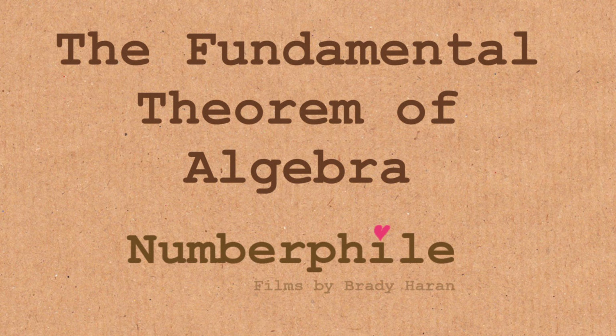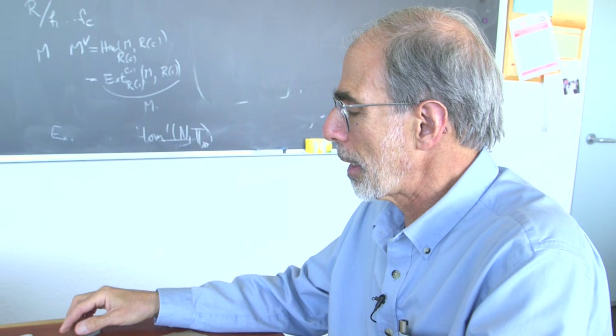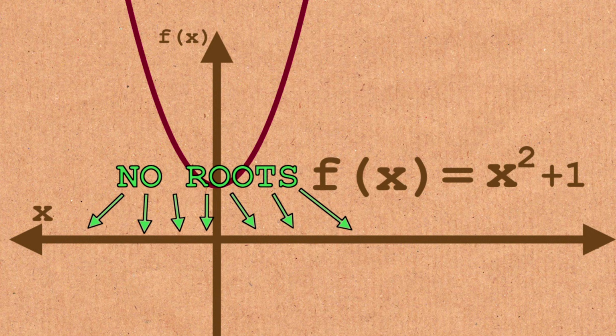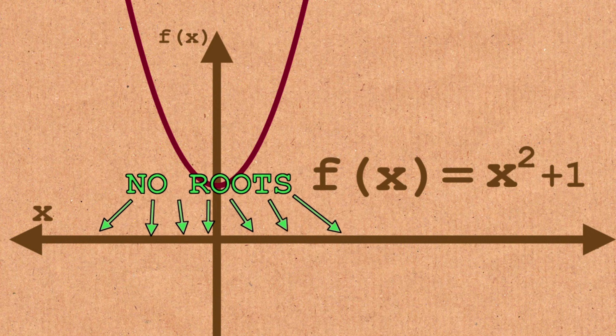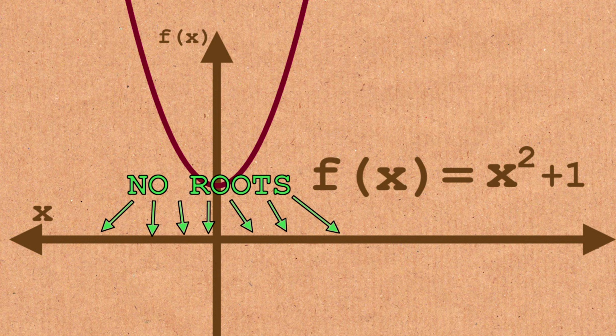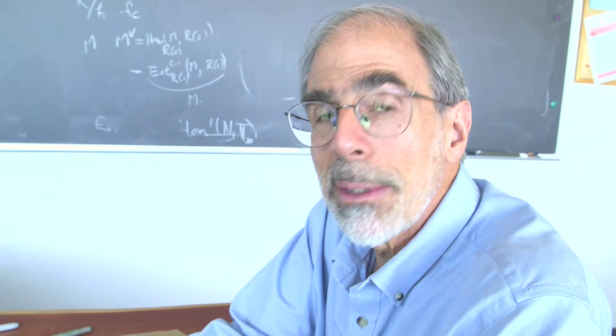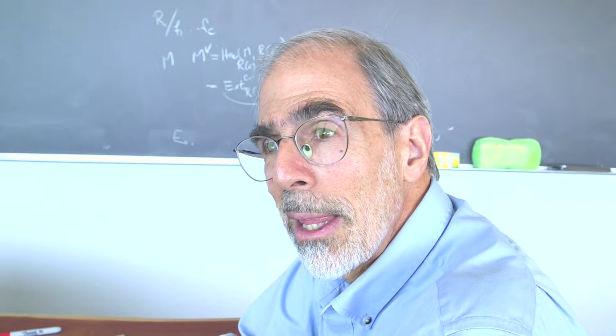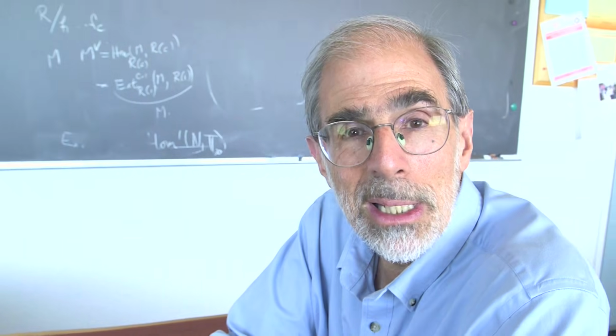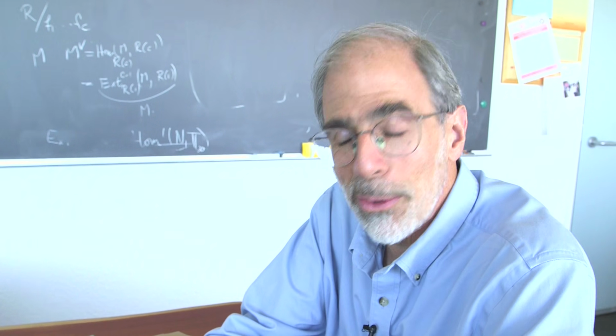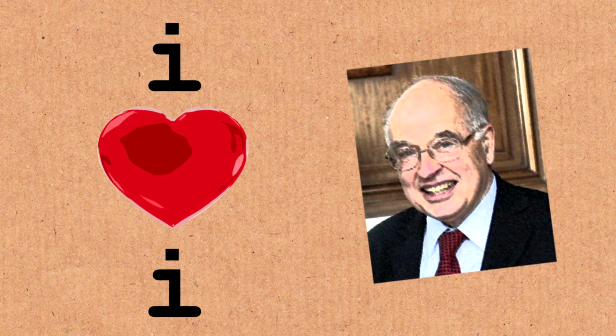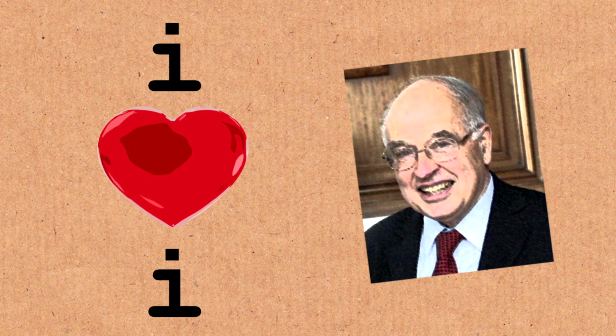So I'm going to start with that equation of even degree that didn't have any roots. f of x equals x squared plus 1. And that's not a lost cause. People probably have heard of the square root of minus 1. There's a very famous mathematician, Sir Michael Atiyah, who says that the square root of minus 1, i, is the most important single invention in all of mathematics.